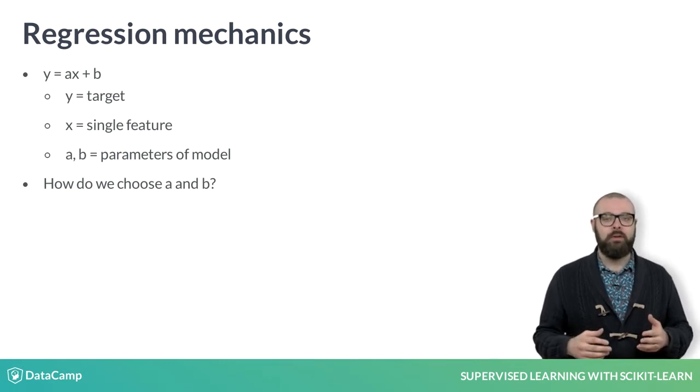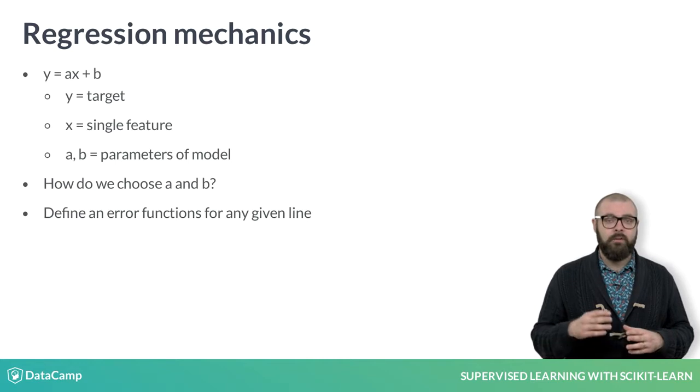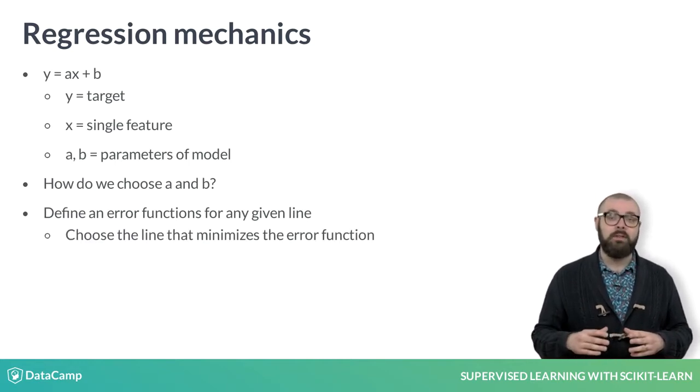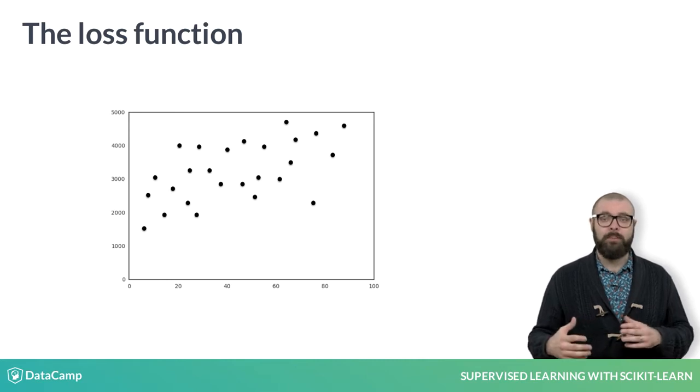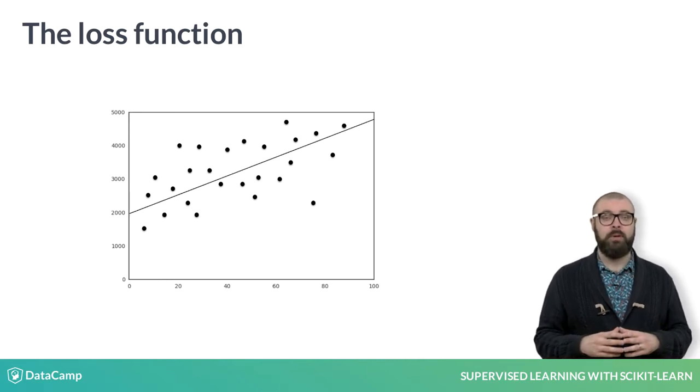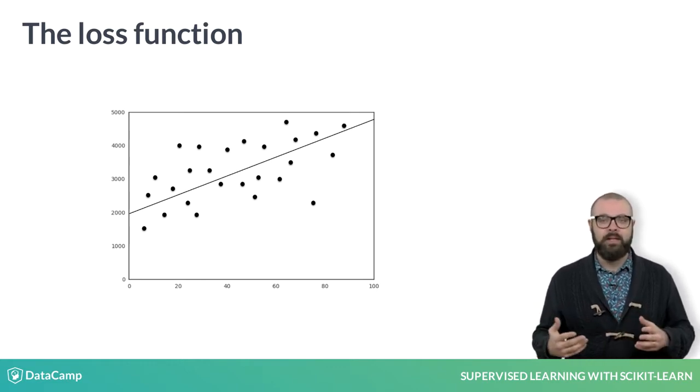A common method is to define an error function for any given line, and then to choose the line that minimizes the error function. Such an error function is also called a loss or a cost function. Now, what will our loss function be? Intuitively, we want the line to be as close to the actual data points as possible. For this reason, we wish to minimize the vertical distance between the fit and the data.